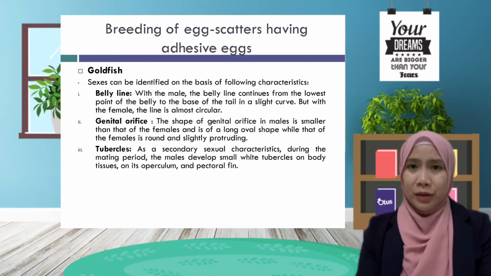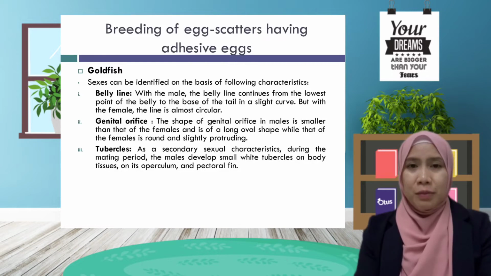Third, tubercles. As a secondary sexual characteristic, during the mating period, the males develop small white tubercles, also referred to as pearl organs or pimples, on the operculum and pectoral fin, and sometimes on other fins as well. The number of dots indicates the level of male sexual maturity.